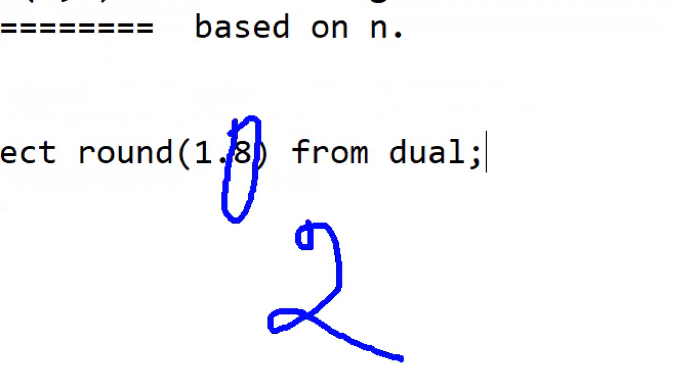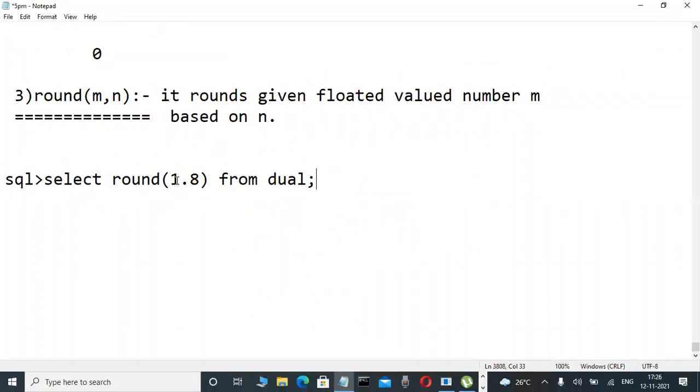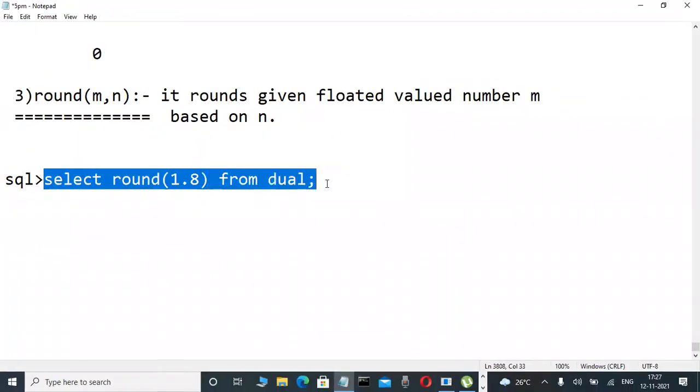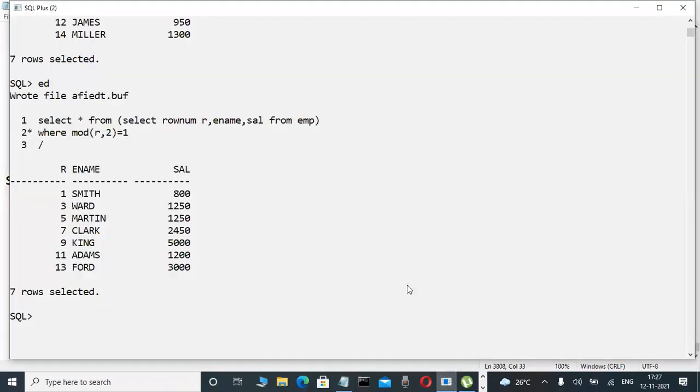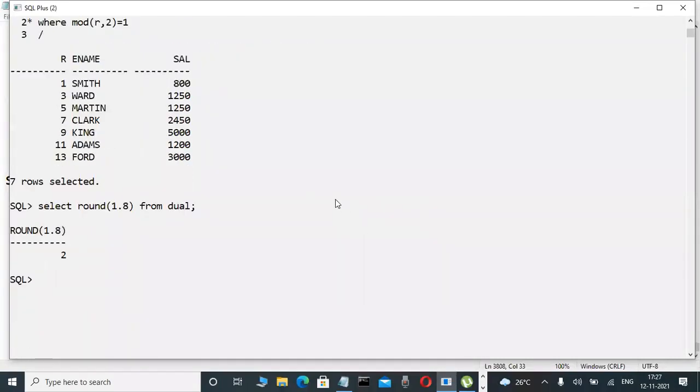So now here, 8 is there. Above 50% or not? Out of 10, above 50% is rounded to 2 only. Suppose 1.4 means 1, very good. 1.5 means greater than or equal to 50%, so 2, very good, correct. That's why nobody is mistaken. This is mathematics, and I already told you above 50% and below 50%. Really, this is very easy.